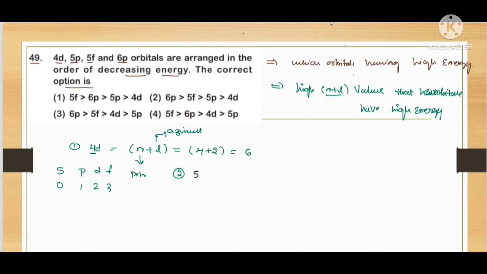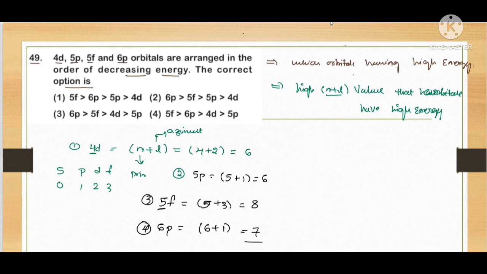Now let us calculate the 5P orbital. Its principal quantum number is 5 and its L value for P is 1, which gives 6. Now 5F. Its principal quantum number is 5. Its azimuthal quantum number, that means the L value for F, is 3. 5 plus 3 gives 8. Now 6P. Its principal quantum number is 6 plus P, L value equal to 1. So its value is 7.